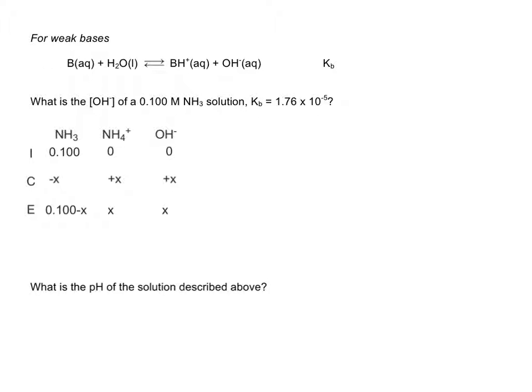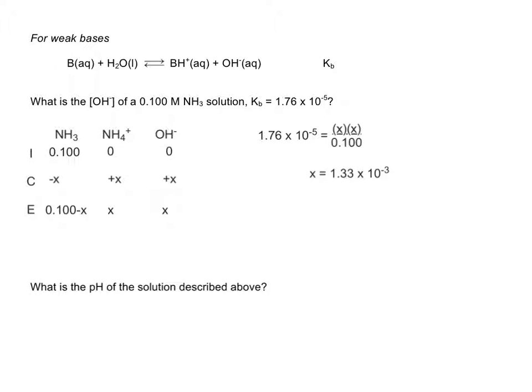All right, so we're going to plug that into our Kb equation and set it equal to 1.76 times 10 to the minus fifth, so we get 1.76 times 10 to the minus fifth is equal to x squared over 0.1, and we can ignore the minus x because our equilibrium constant is sufficiently small that we can ignore it. Okay, so when we solve for x in this case, we end up with x equals 1.33 times 10 to the minus third molar.